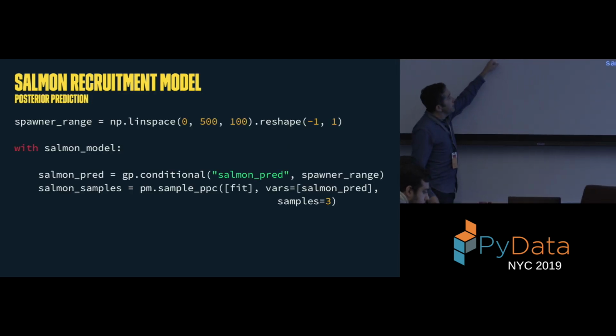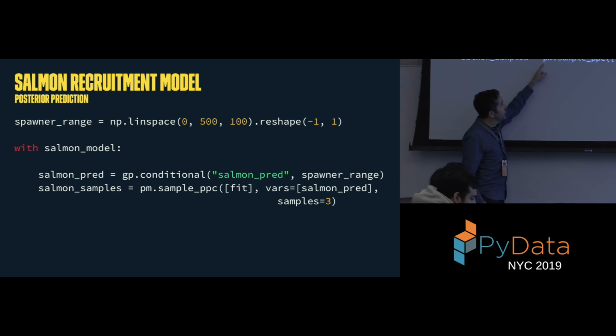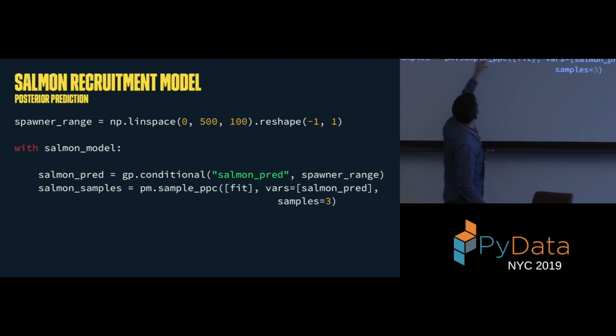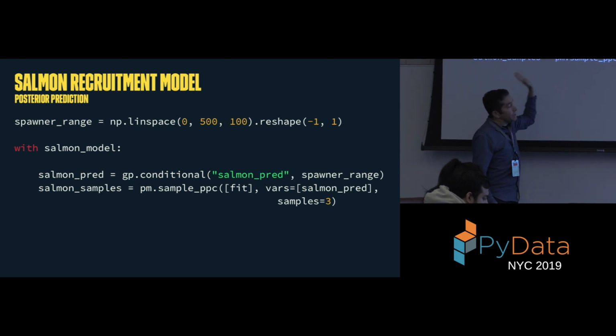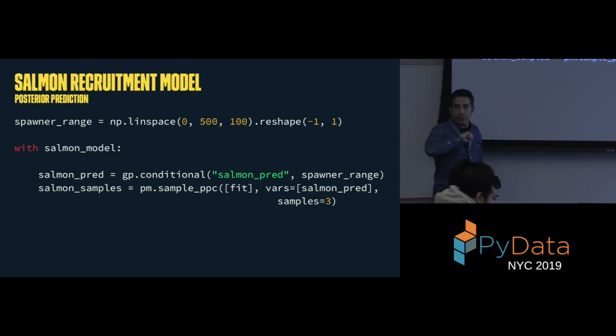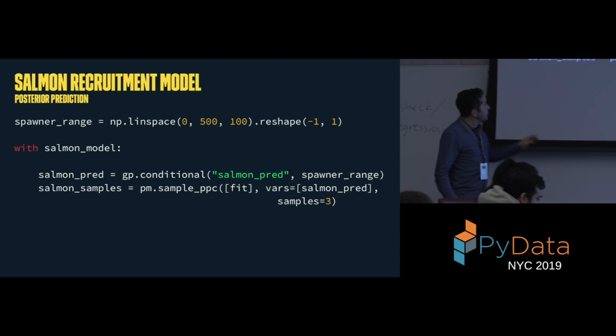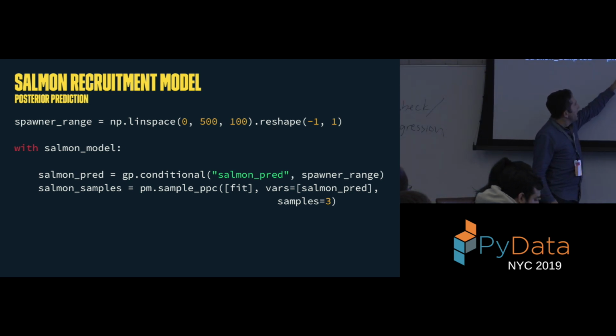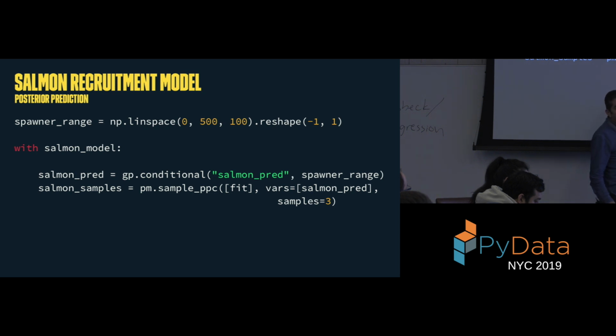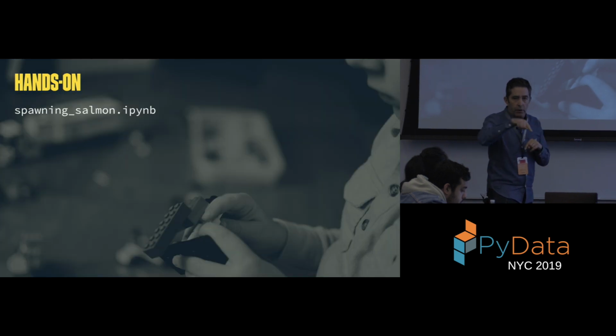So in PyMC, it looks like this. We create this conditional. Remember, we're now doing conditional prediction over some range of spawners. So let's say I want to know everything from 0 to 500. So linear space, and we're just going to predict from 0 to 500. And then, oops, this is out of date. We renamed sample PPC to sample posterior predictive because it's more descriptive. And then we pass it the fitted model and the variables that we're interested in, which is this one. And I'm just going to draw 3 little samples, which we'll see if we go back to our notebook, which we'll do now.